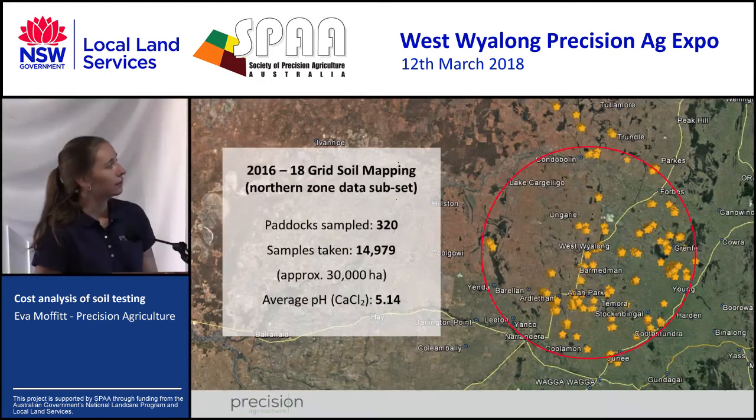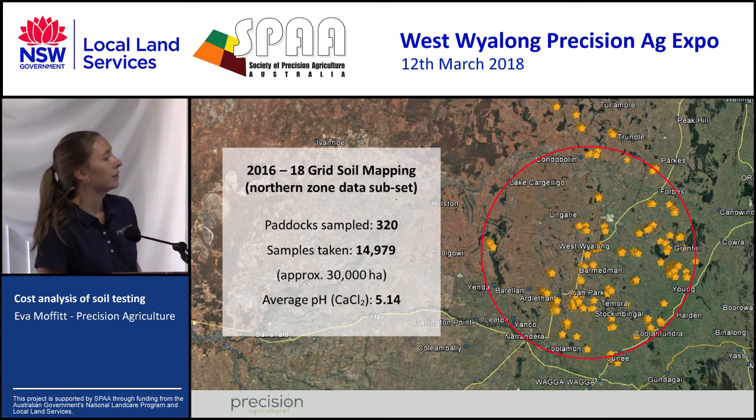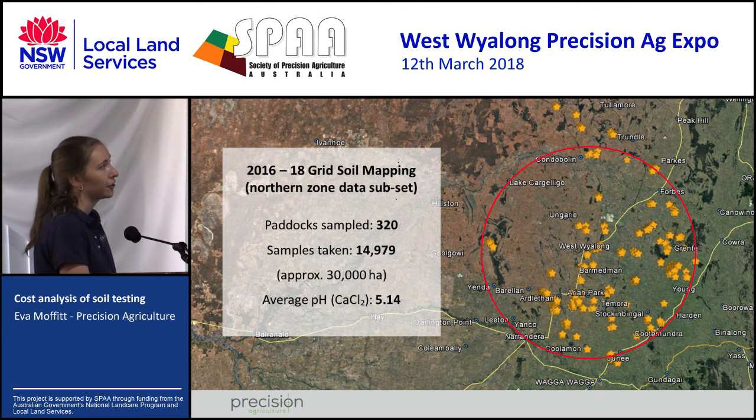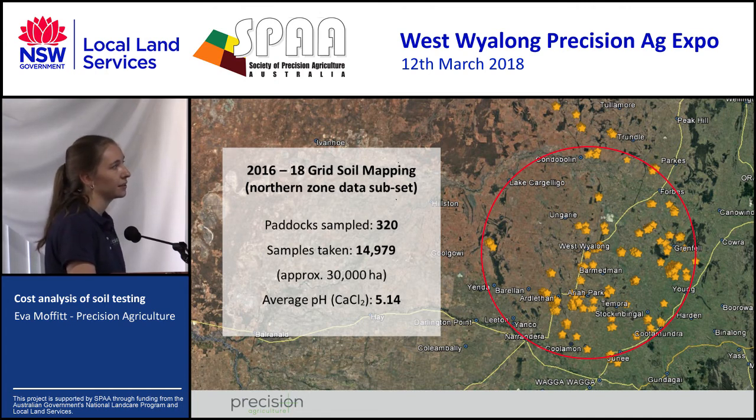There's a way to look at it. Now I'm just going to take you through a bit of the data from the mapping that we've done in this area in the last 18 months or so. I've taken about a 100-kilometre radius of West Wyalong and filtered our data set for that. I've also added in a couple from further north because I felt like they'd be relevant to today. So 320 paddocks are in this data set, nearly 15,000 samples taken, which is about 30,000 hectares.